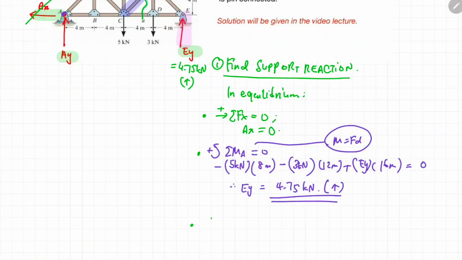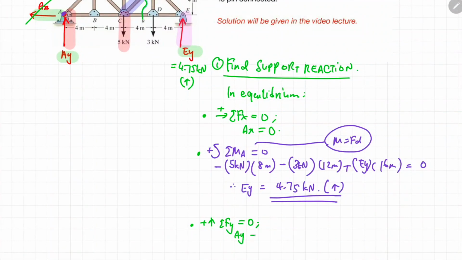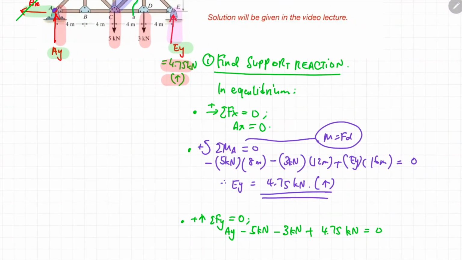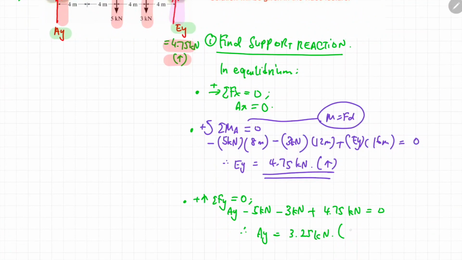Okay, finally, you can apply the equilibrium condition in the Y direction, okay? So, if you put up all the forces acting in the Y direction, there will be only one unknown variable left, which is AY. So, you can easily solve for AY and you will get the value of AY to be 3.25 kilonewton and the direction of AY is upward.